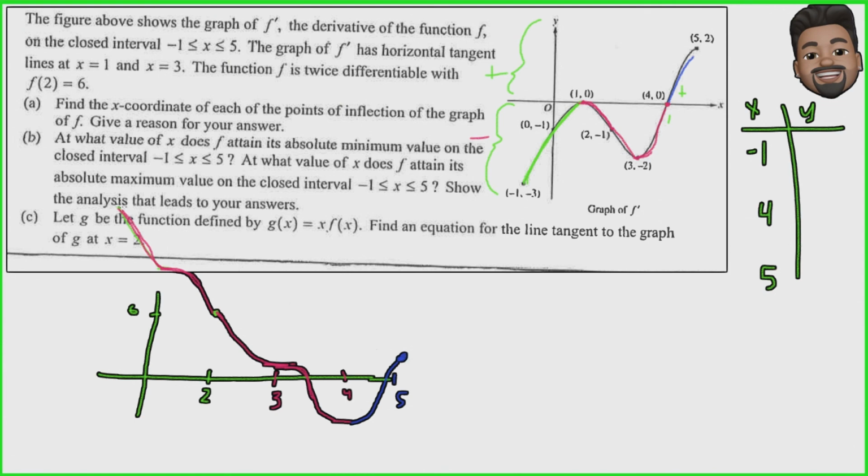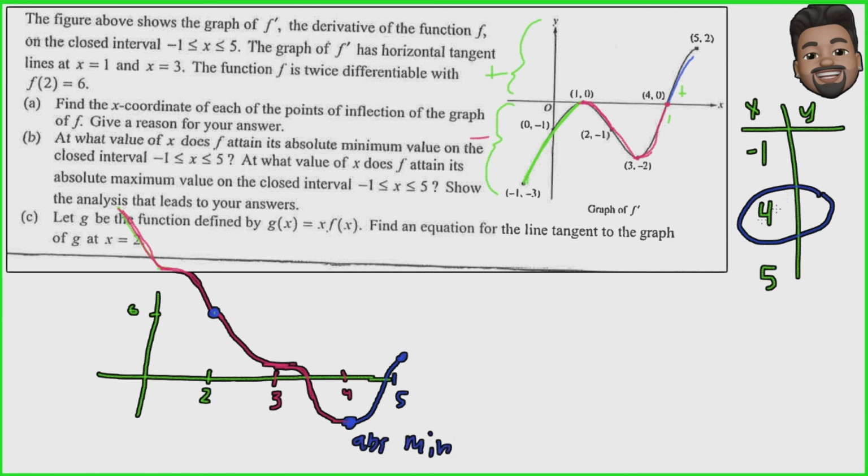If we draw this graph, I can conclude that the absolute minimum value has to occur at 4, right? Because 4 is where it's going to have the biggest dip. You can already tell because at 2 it was 6. It should have been up here. So at 4 has to be your absolute minimum.